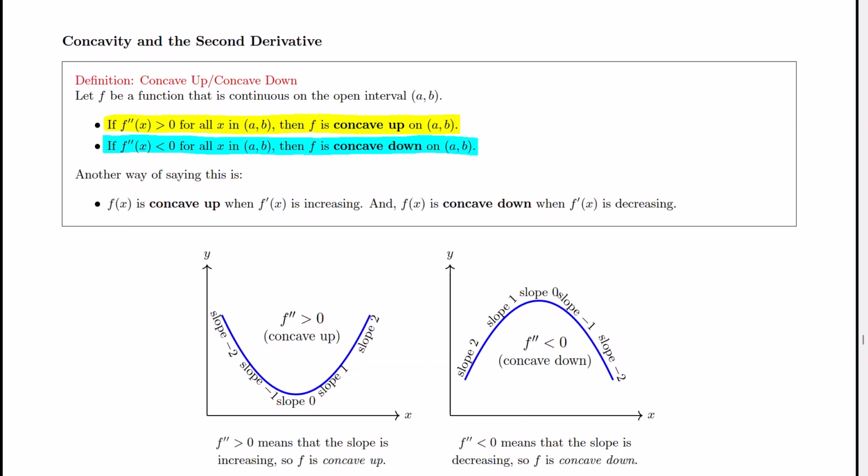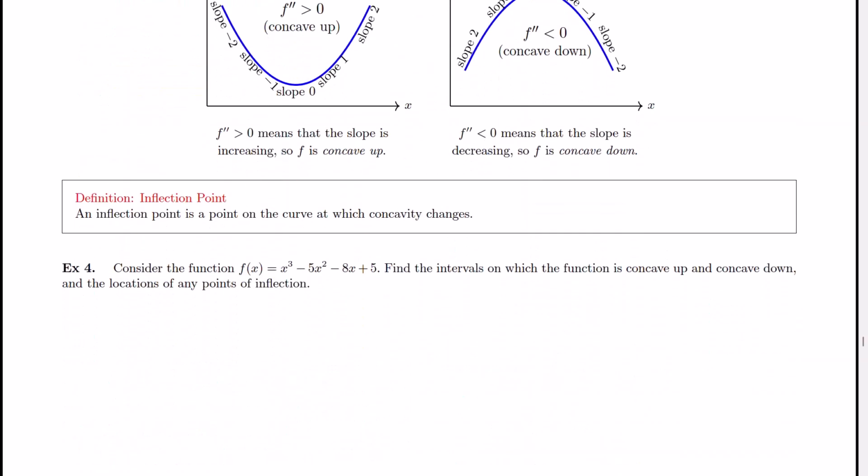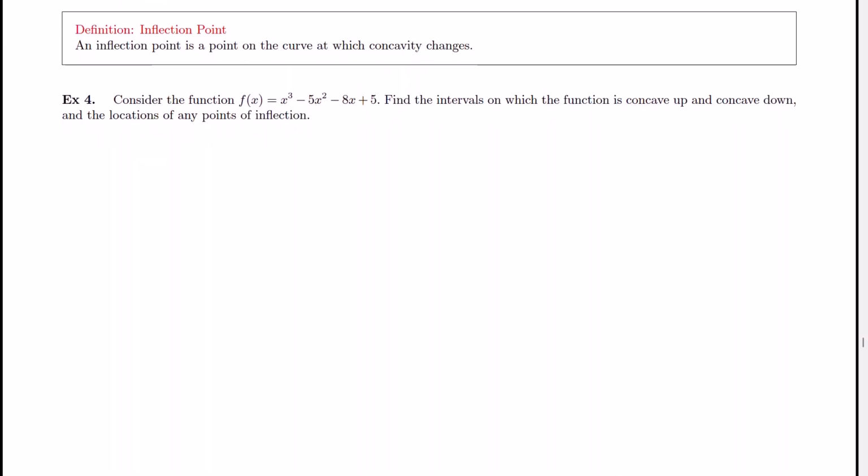Now, if a function has concavity up followed by concavity down, the point in the middle is what we call an inflection point. So inflection points happen when the concavity changes from being up in this area to being down on the other side, or vice versa. If we start with concave down, then we become concave up. The place where the transition happens from up to down is what we call the inflection point. And that's what's being told in the second definition. An inflection point is the place on the curve where the concavity changes.